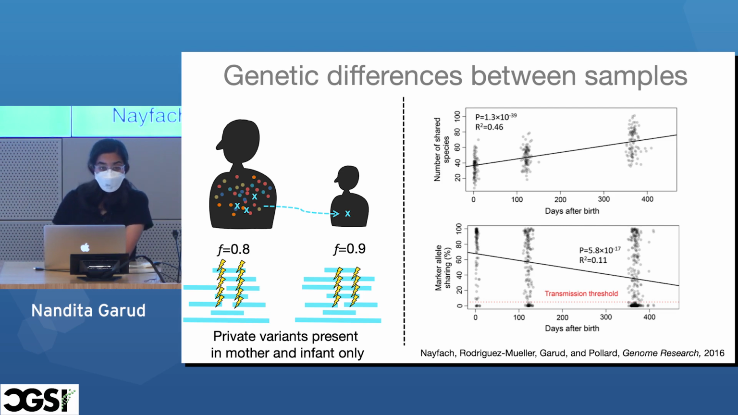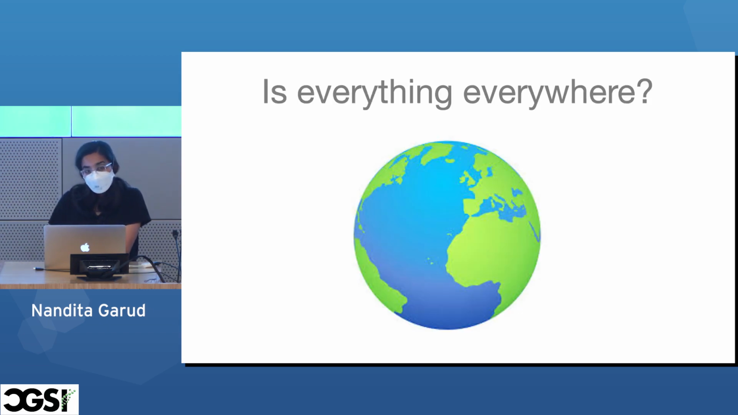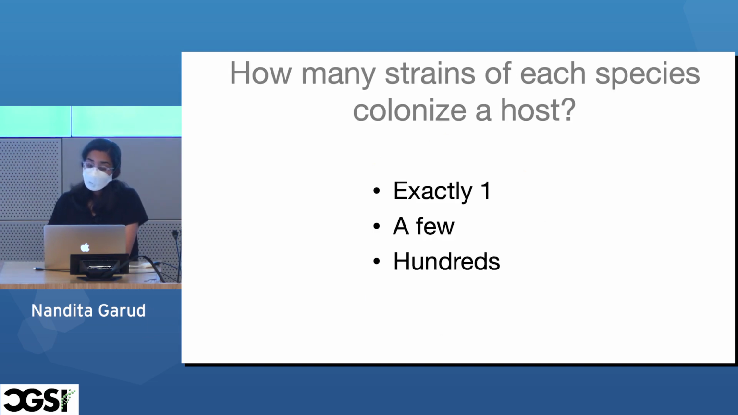Okay, so we talked a bit about data. So now let's talk about some of the population genetic forces and their patterns in the data. Let's talk about drift and migration. So a popular question that has been posed for microbes and other organisms is everything everywhere? And so we can ask how many strains of each species, posed in a different way, how many strains of each species colonize a host?